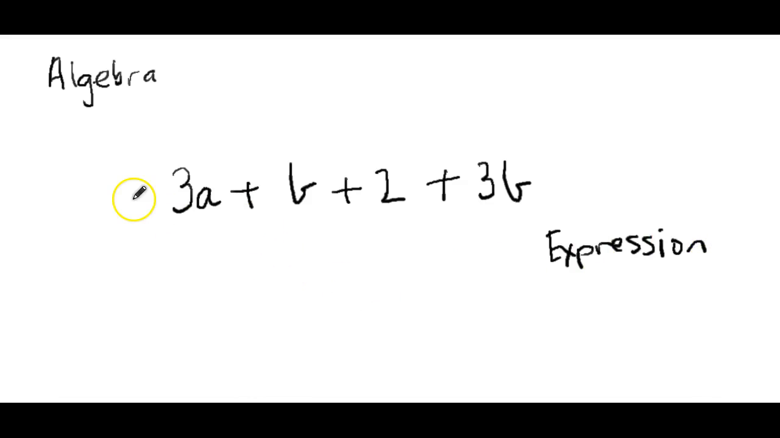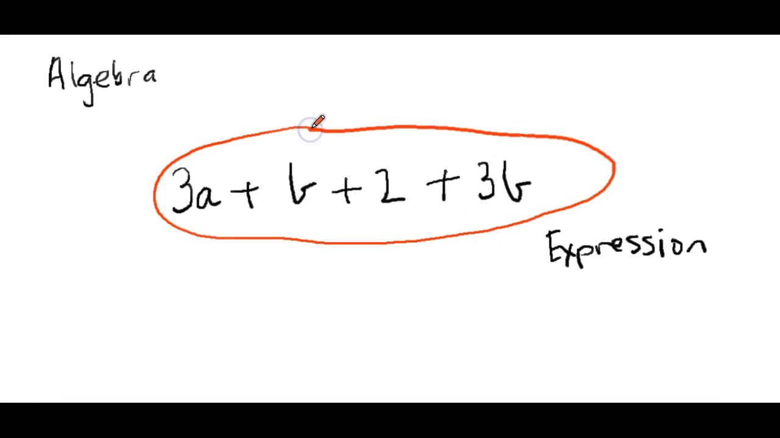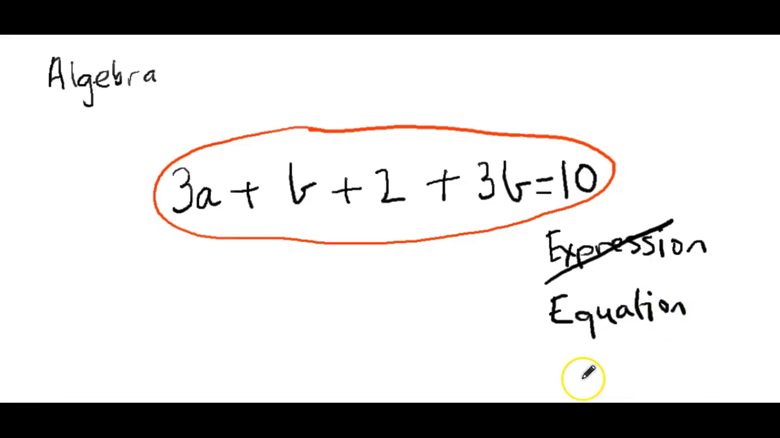So this whole thing here, and I might use another color to show you, this whole thing here is an expression. And the way we know it's an expression is because there's no equal sign. It's just a group of numbers and letters. But as soon as I put an equal sign in, so let's say it equals 10, it's no longer an expression, it's an equation. Okay, so in your workbooks, make sure you show the difference between an expression and an equation.